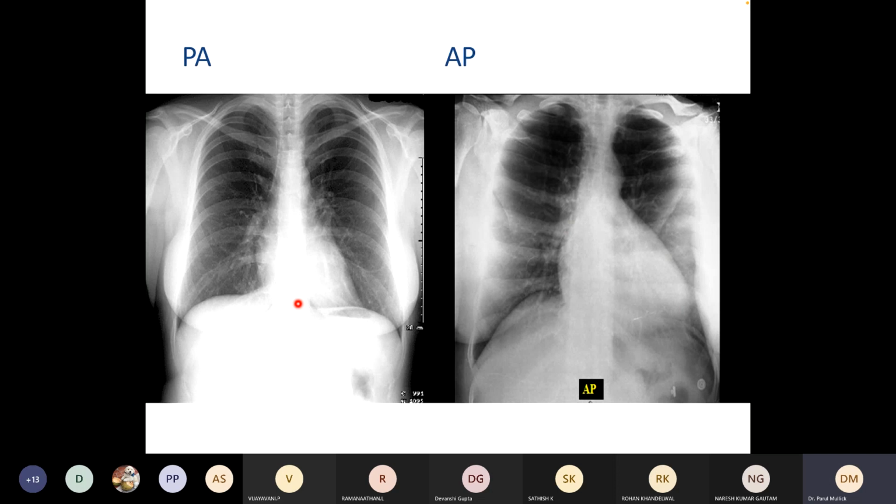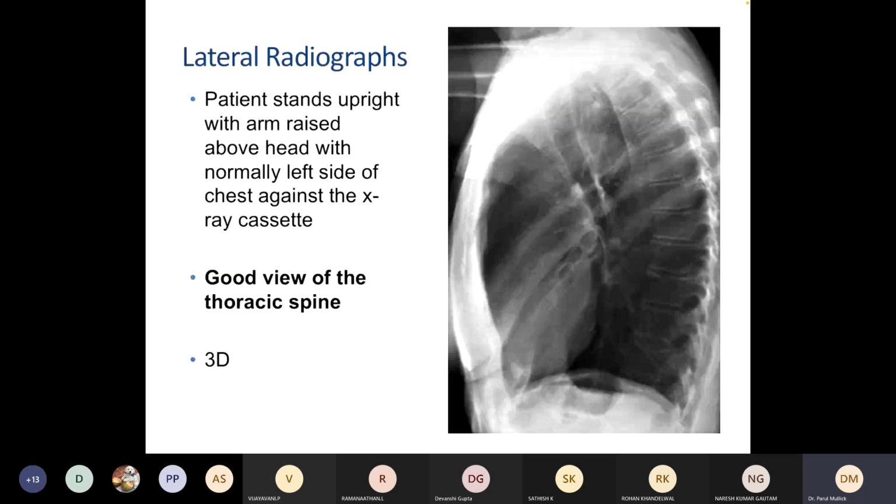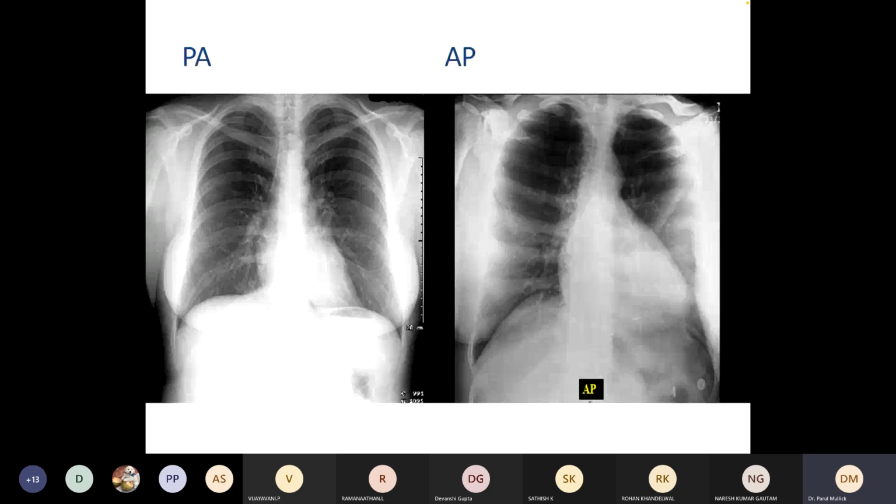Okay, so are we clear on the differences between an AP film and a PA film? Somebody has to say yes. See, if any one of you is not clear and wants to ask, then please unmute yourself and interject, so that I can help you out at the same time. Otherwise, I assume that one person is saying yes for all.